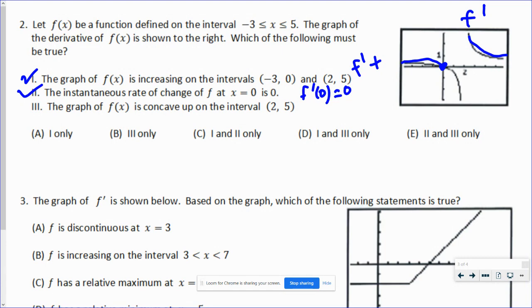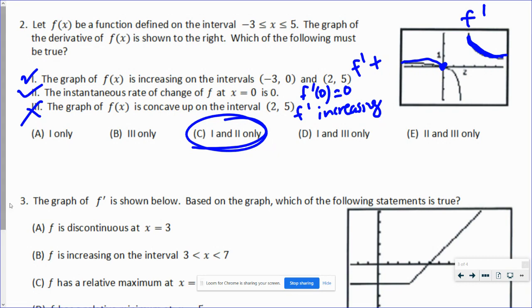And last one, graph of f is concave up on the interval 2 to 5. If f is concave up, remember that means f prime is increasing. Take a look at this graph. From 2 to 5, we are decreasing. We are not increasing. So 3 is not true. So 1 and 2 are the only ones that are true.